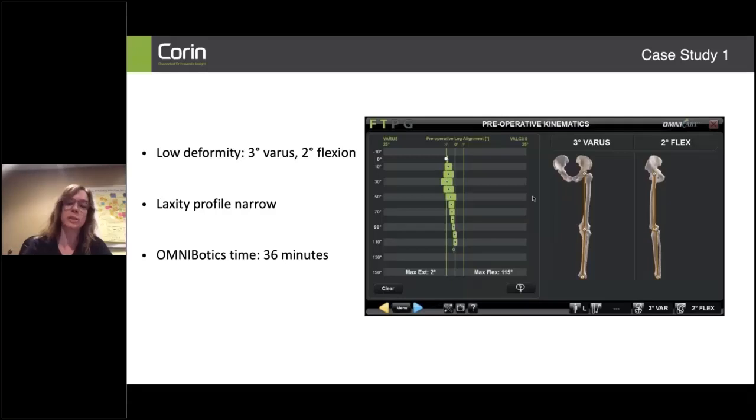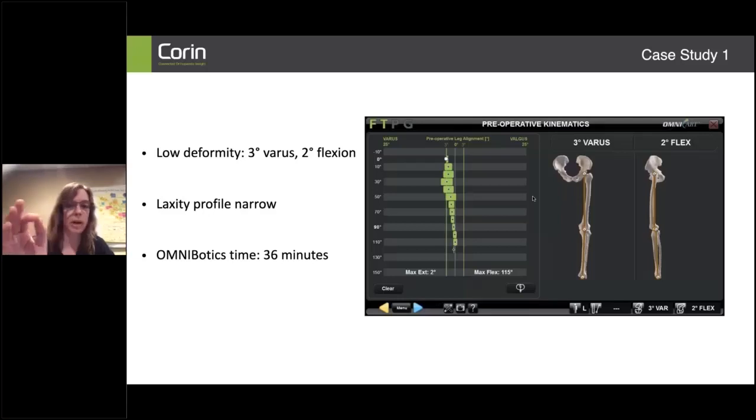So case 1 is representative of a more standard, quote, easier, end quote, type patient, one with not a lot of deformity, not a lot of ligament laxity. Okay. So we can see in this particular case here that this patient has a knee that is 3 degree varus and 2 degree flexion.